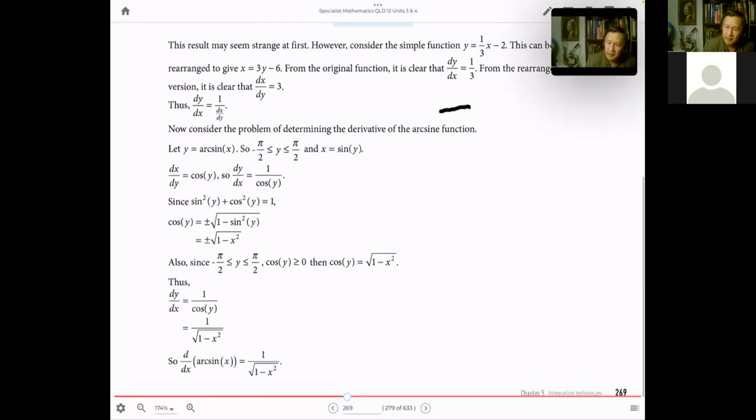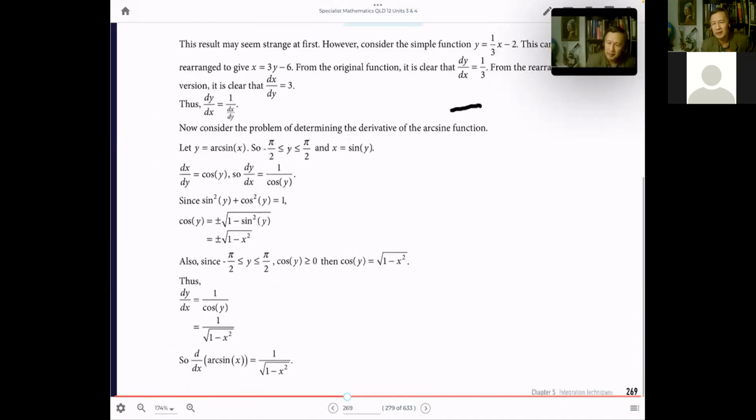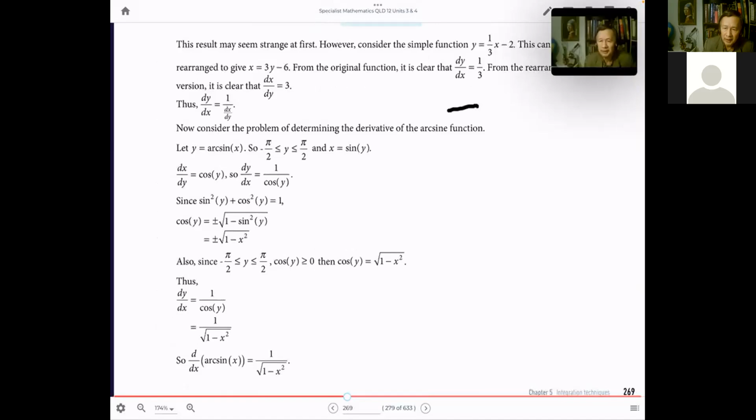Otherwise, if that is equal to 0, things get complicated. But if this is constrained, you can just use this. So dx/dy is cosine y. Therefore, dy/dx. Can you see? Just rewrite, they use this formula.